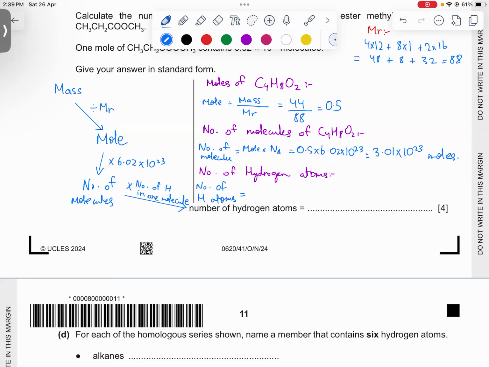Number of hydrogen atoms, so we say number of atoms per molecule multiplied by number of molecules equals to, so how many number of molecules are there? Three. Number of atoms per molecule is 8 times 3.01 into 10 to the power 23. So 8 times 3 is 24, 24.08 into 10 to the power 23. So it should be 2.408 into 10 to the power 24, right?